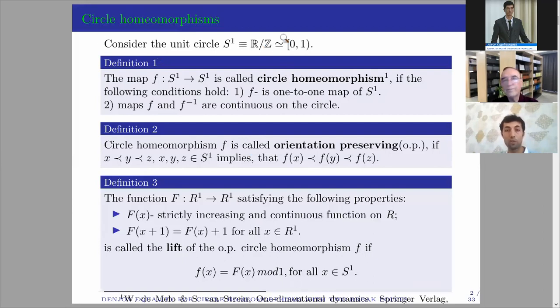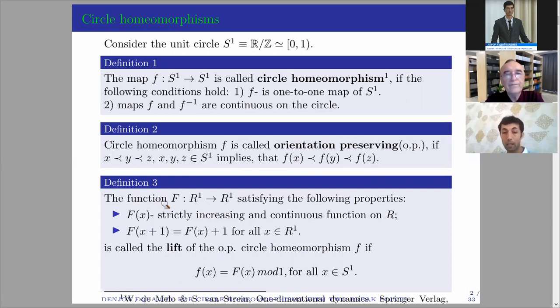We consider a unit circle where we identify 0 and 1 as one point. The map F is called circle homeomorphism if F is 1-to-1 on the circle and if F and its inverse are continuous on the circle. The circle homeomorphism F is called orientation preserving if, given 3 points x, y, z which are oriented on the circle, it implies that F(x) is less than F(y) and less than F(z).